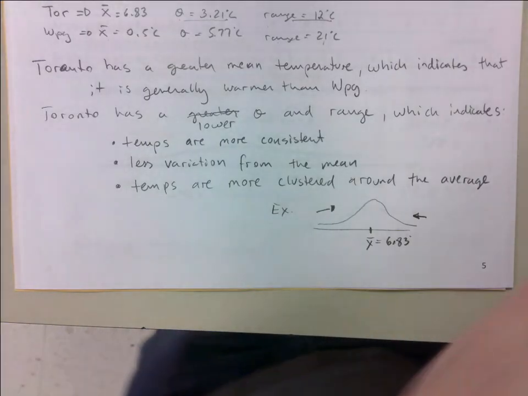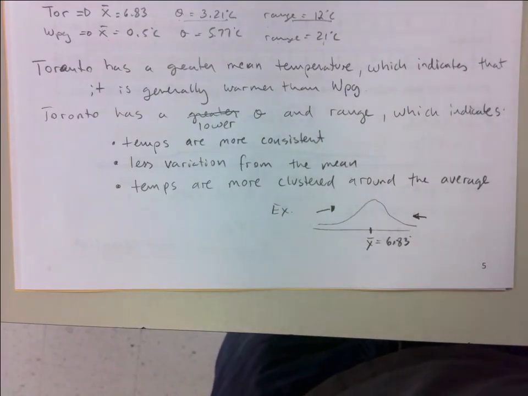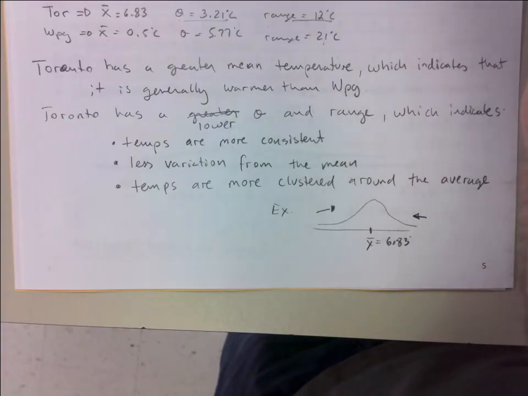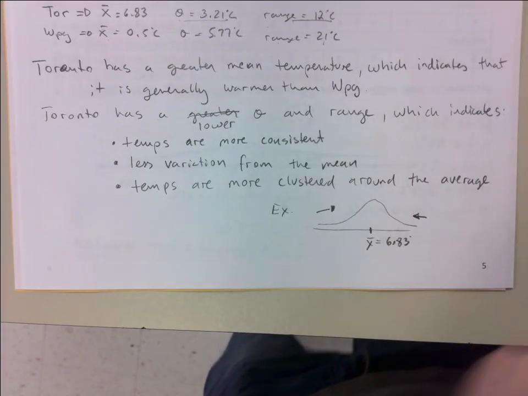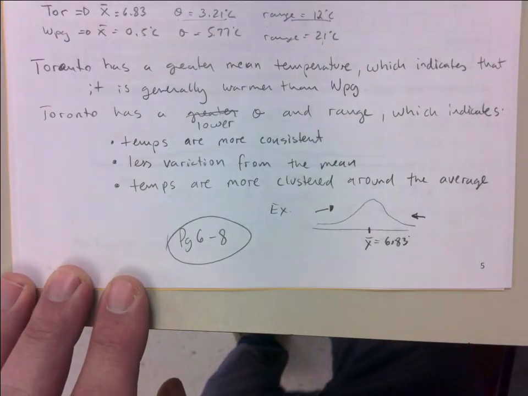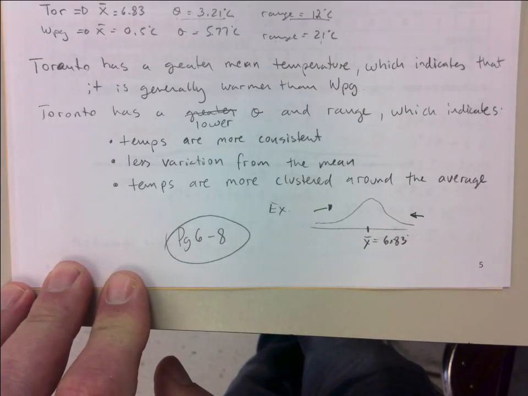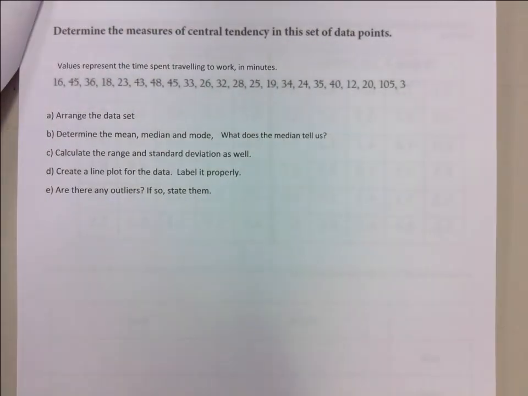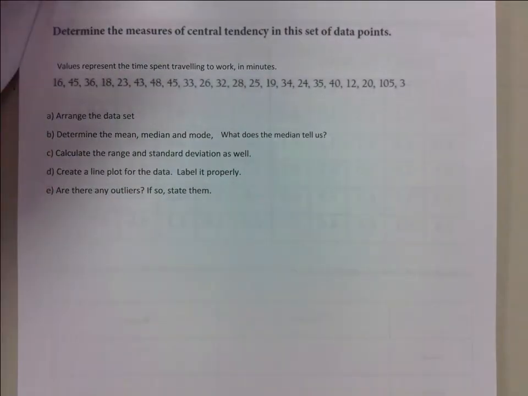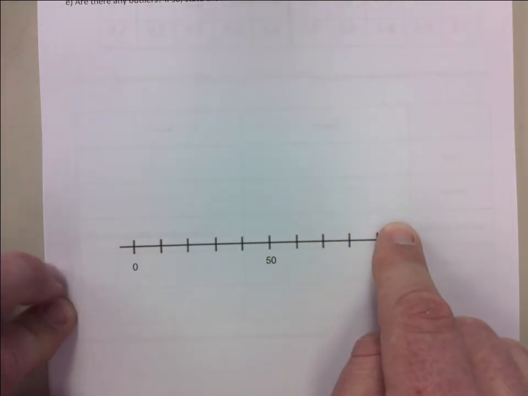I'm going to leave you with that, and I'm going to ask you to try this very thing. Page 6, 7, and 8. And I'll explain to you real quick what it is that I'm expecting you to do. Okay? Page 6 already has the data there. It's not arranged. So you have to just follow these instructions. And I'm going to ask you to do a line plot. Okay? A line plot.